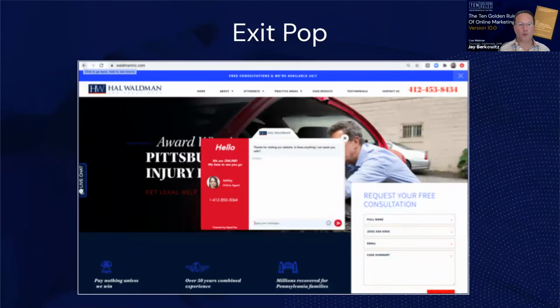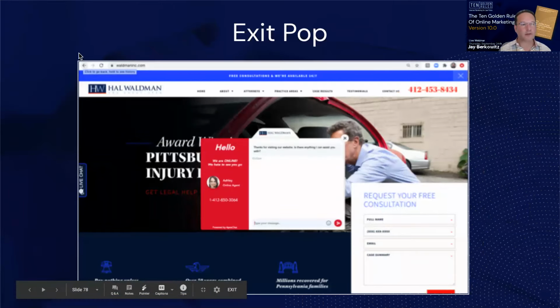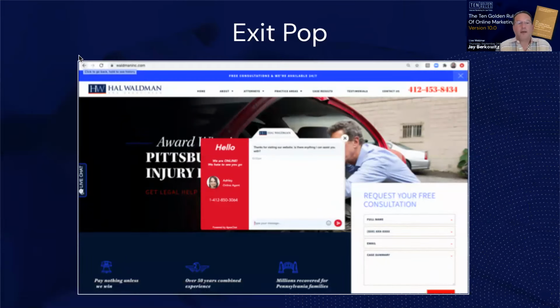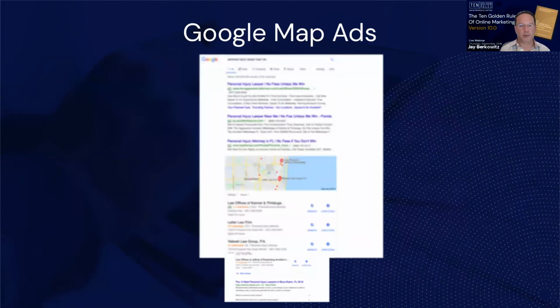And here's another one: adding an exit pop. So when someone goes up to the X or the back button, and they're actually going to leave the site, this is not really spammy, right? They're going to leave. You can't make things worse. So you could pop a chat there and say, hey, you're about to leave. How can I help you? You can be very forward with the exit pop.